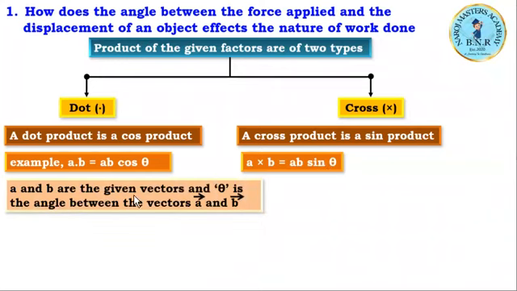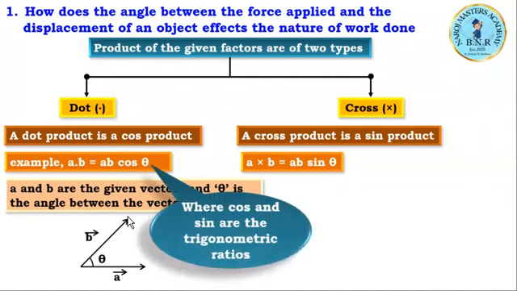A and B are the given vectors and theta is the angle between the vector A and B. For example, A vector in this direction and B vector in this direction. Then the angle is theta. Cos and sine are the trigonometric ratios, and some angle is given here. Thus, work is equal to Fs cos theta.